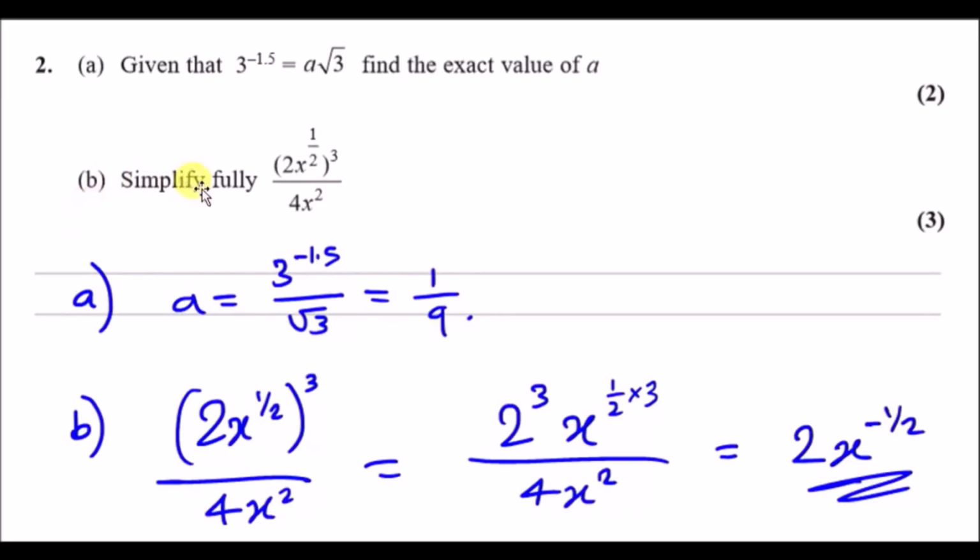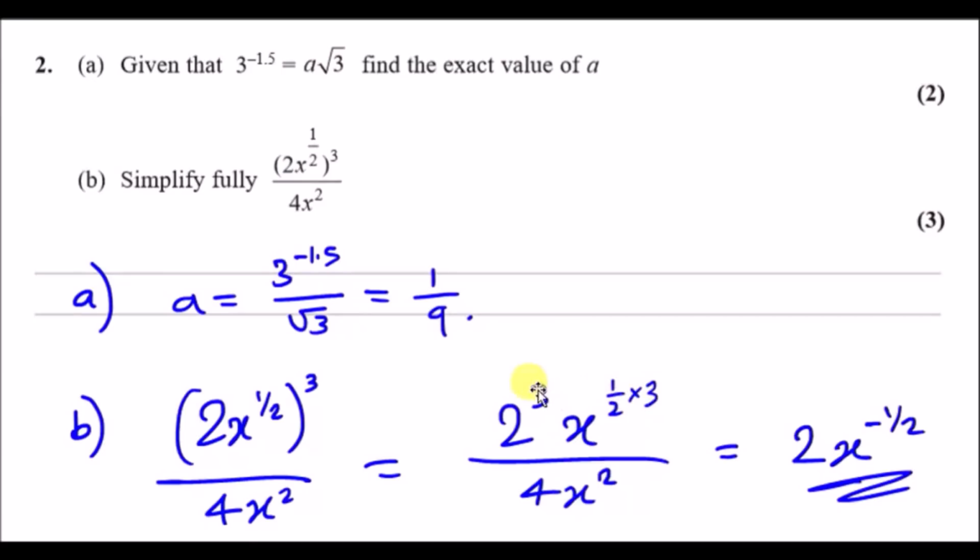Now B, simplify fully. Now one thing to note is that this half here is actually a power, okay, so be careful, because I know it's quite big for a power. Now when you have something like this to power 3, this just means that you just attach the 3 to each of these terms. Because there's no plus minus terms, you don't have to worry too much. So in other words, the first one will be 2 to the power 3, and the next term will be x to the power half with 3, so half times 3.